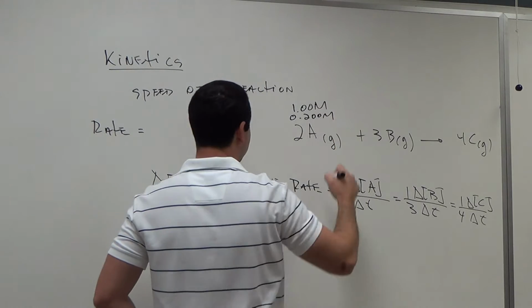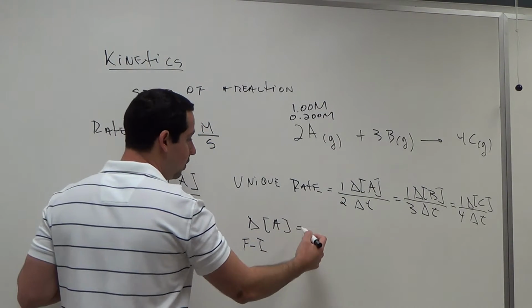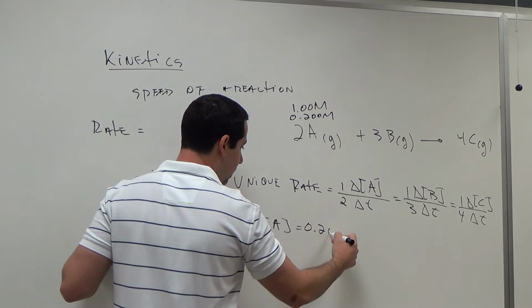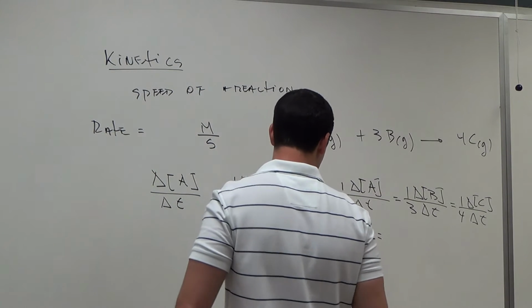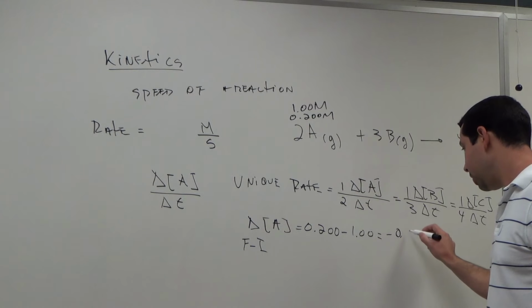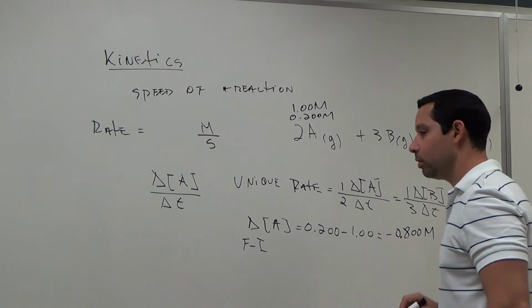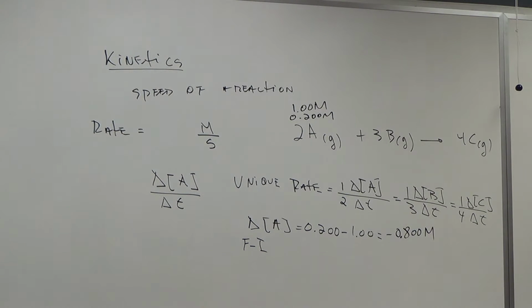It's going to be negative. So when we do this final minus initial for the concentration, the final is 0.2, yes? Minus initial, which is 1.0. What does that give you? This gives you negative 0.8, yes? Okay. What did that give you? It gave you a negative concentration.